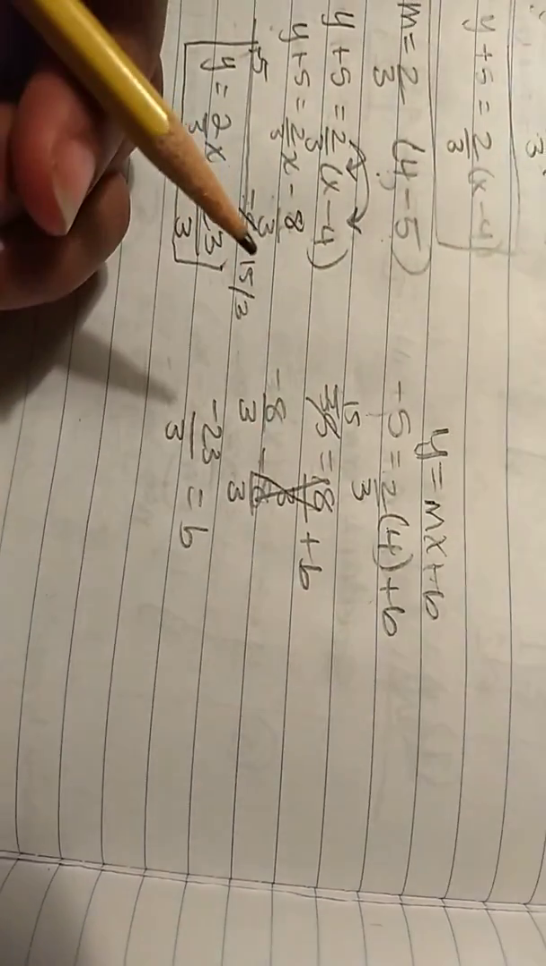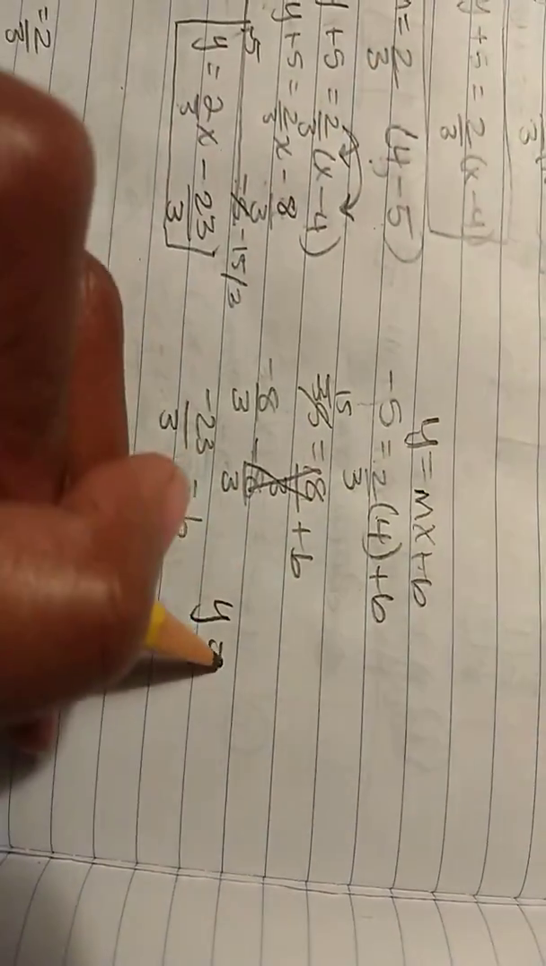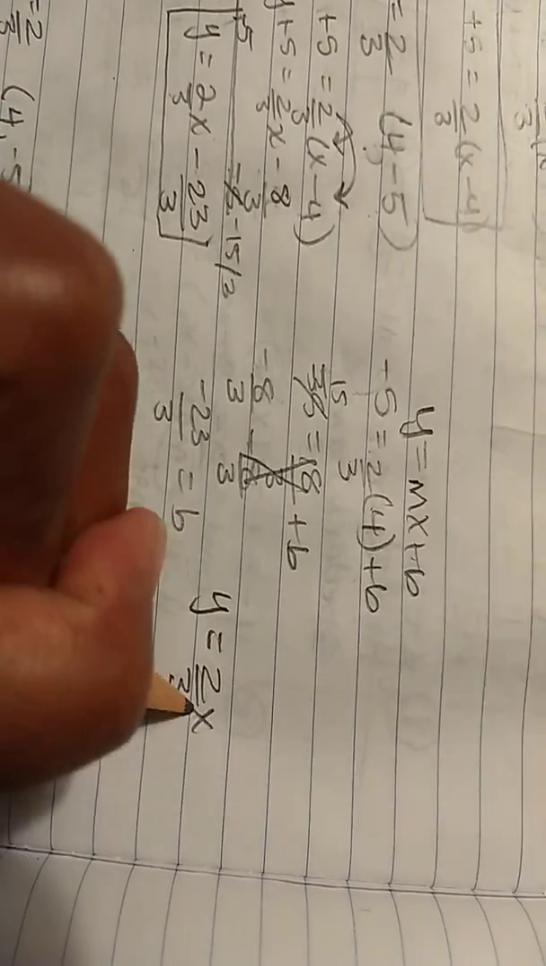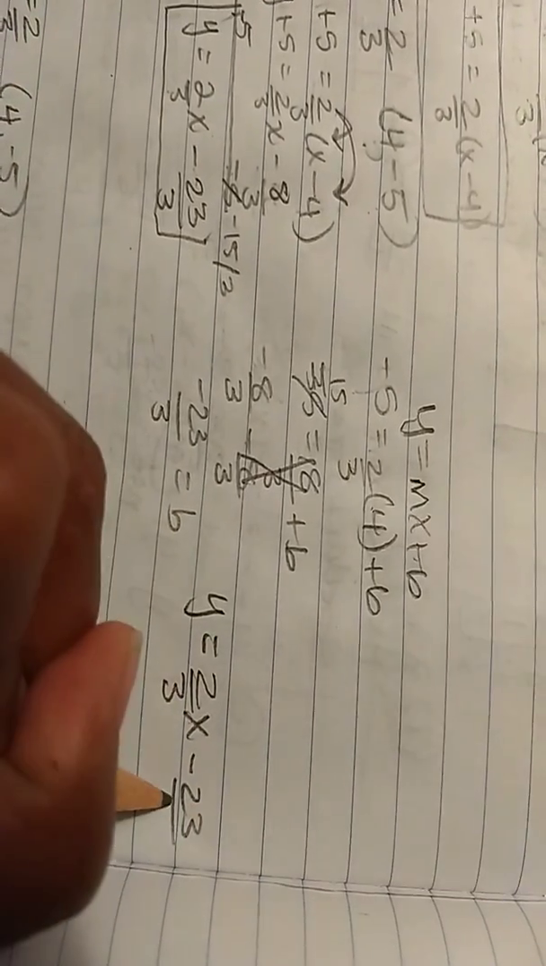Yes. Well, now that I have a b, I can go back to here and say y equals slope 2/3 x minus 23 over 3.